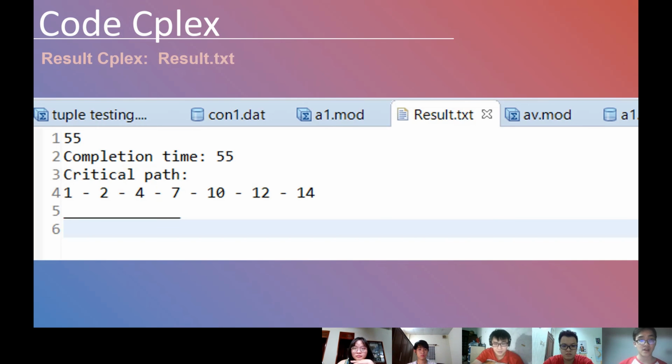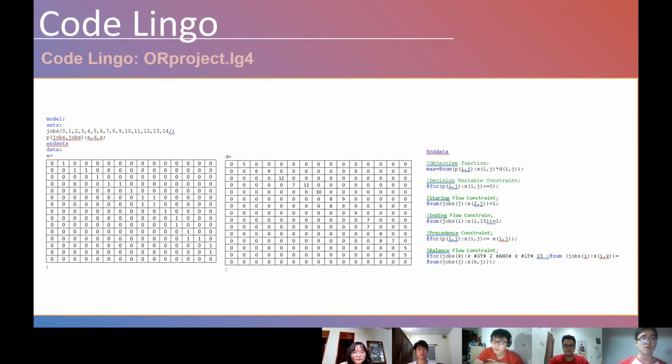And the last one is our result. After running the model, we have the result that the completion time is equal to 55, and the critical path is 1, 2, 4, 7, 10, 12, and 14. Also, we calculate the allowable range in Lingo by using this tool. So we have another code for Lingo. As you can see, it's similar to simplex, and the results are the same.